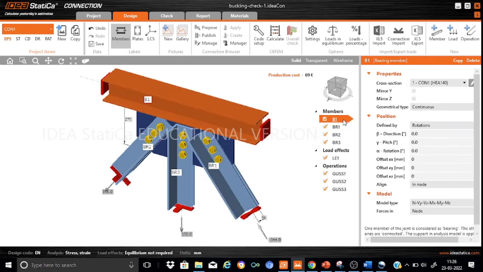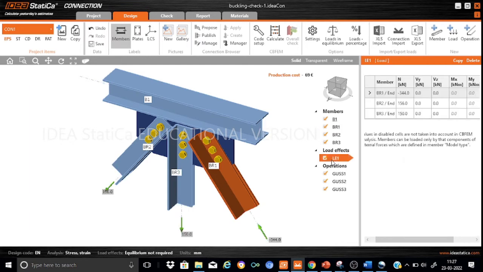As you can see, B1 essentially consists of an HE140 beam, and all the bracings are essentially double angles, 100 by 100 by 10 size. And considering the loading effects, you can see that of the three bracing members, two are essentially in tension. So the applied loads are in tension as shown here.